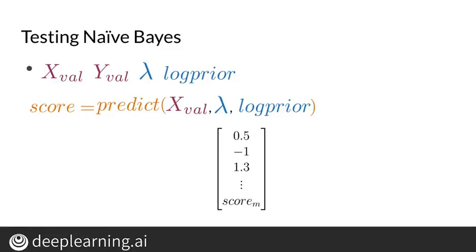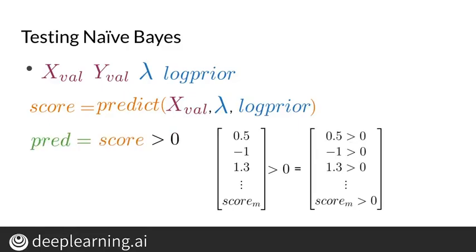First, compute the score of each entry in xval, like you just did previously. Then, evaluate whether each score is greater than 0. This produces a vector populated with zeros and ones, indicating if the predicted sentiment is negative or positive, respectively, for each tweet in the validation set.